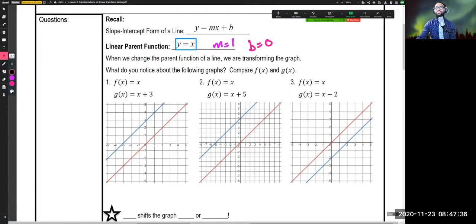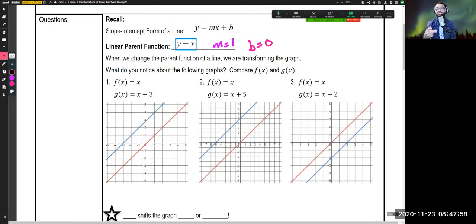It says, when we change the parent function of a line, we are transforming the graph. What do you notice about the following graphs? Compare f of x and g of x. Now, try not to let this trick you up too much. We did cover this in our last unit, how we can write f of x and just replace that with y and vice versa. So y is the same thing as saying f of x, and g of x is the same thing as saying y.